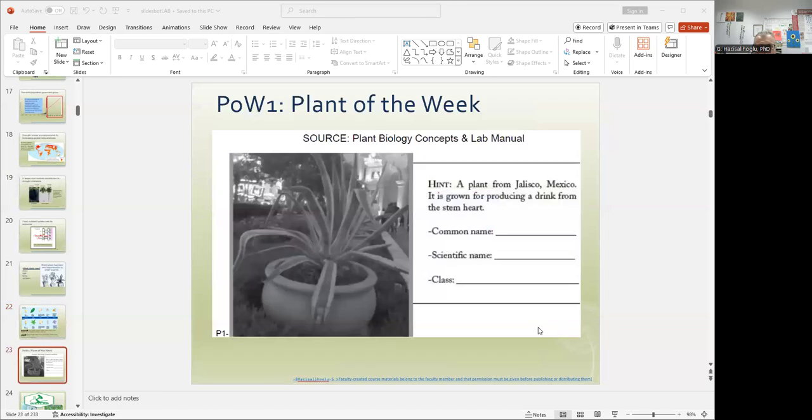Okay. This is plant of the week number 1. You can see here, there is a hint to kind of think about it and guess. This is a plant actually called agave, and its scientific name is Agave tequilana, which belongs to the monocot class.